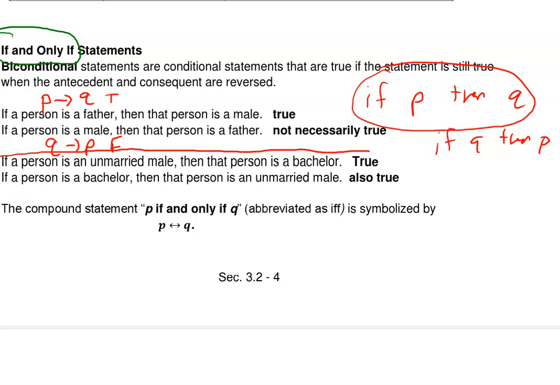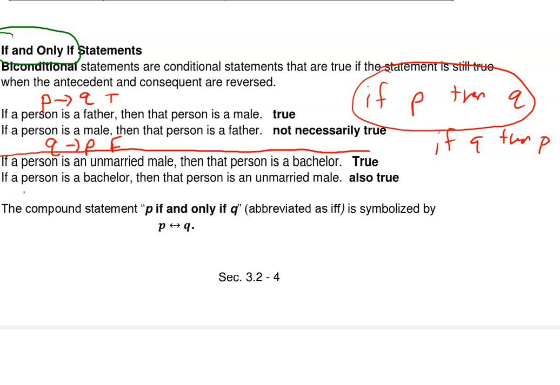However, for this example, if a person is an unmarried male, then that person is a bachelor, right? That is being considered true here. If a person is a bachelor, by definition, that person is an unmarried male, right? That's what bachelor is supposed to mean. And so that would also be true. So this one, it's true in both directions, right?